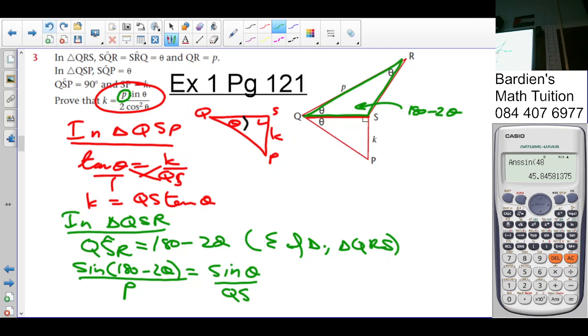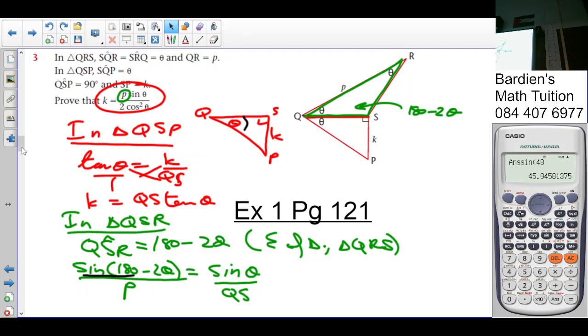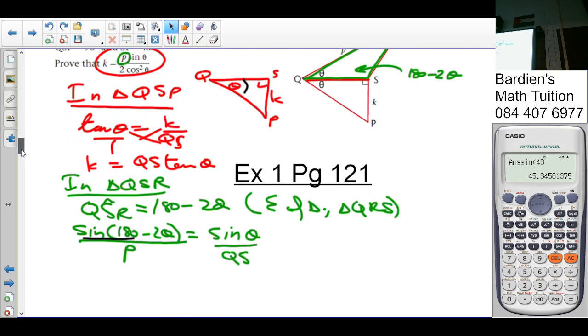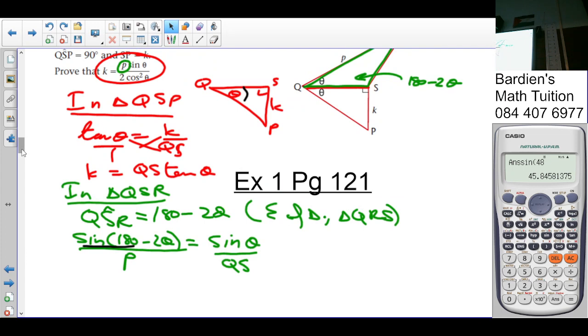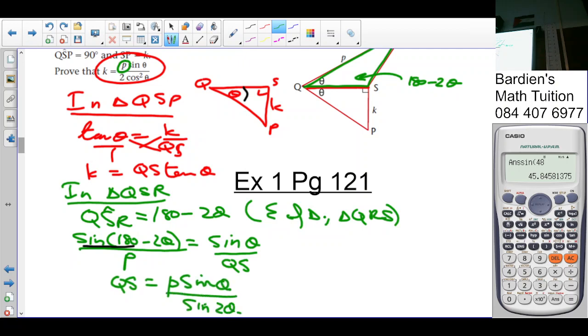What is 180 minus 2 theta? Which quadrant does that take you into? It takes you into quadrant 2. Is sine positive or negative in quadrant 2? Sine is positive. So in other words, this is going to be sine 2 theta. Cross multiply, so QS sine theta is equal to P sine theta. Divide both sides by sine 2 theta. I get QS is equal to P sine theta over sine 2 theta.